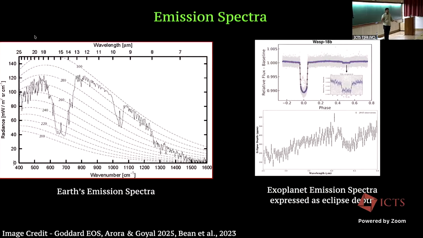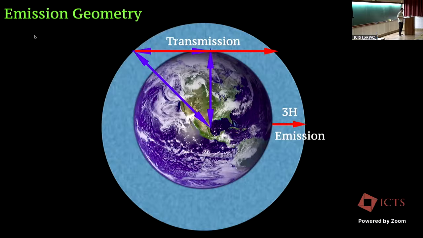For that we require models, which I'll come to in some time. I just wanted to give you an understanding of the difference between transmission spectra, where we measure transit depth, and emission spectra, where we measure eclipse depth. Feel free to ask if there is still not clarity on that. So I mentioned the emission geometry.